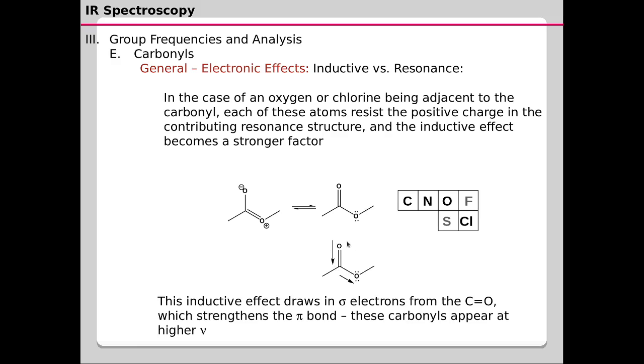Okay, so because this one dominates over the other process, what you will actually be seeing is an increase in the pi bond order between the carbon and oxygen in the carbonyl functional group, which results in an increase in the stretching frequency of the carbon-oxygen or carbonyl functional group. Okay, so that's what you see.